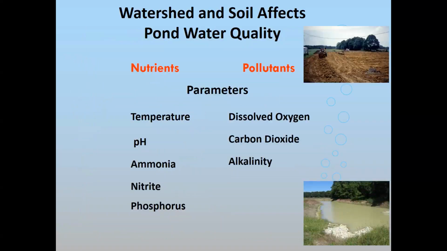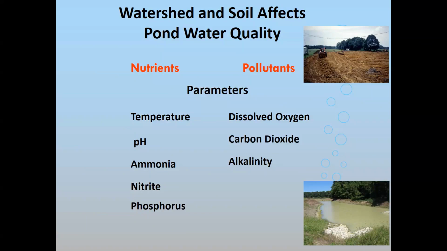So again, when we look at a pond, it's very important to note that the water quality is influenced, as I said earlier, by the watershed, but also the soil that the water comes in contact with, whether it's running off the watershed or just the pond bottom itself. That soil has certain chemistry, and since the water and soil are interacting together, it will obviously influence the water quality.